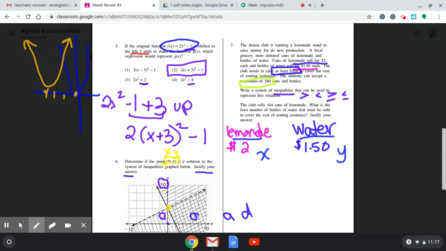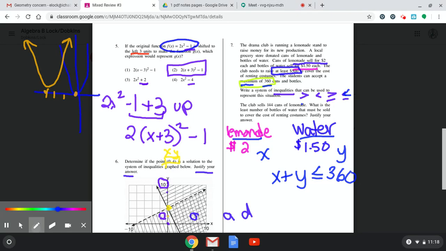So our first equation, we take X and Y, and they're going to be compared to how many total cans and bottles we can get to. So the number of cans and the number of bottles of water, X plus Y has to be a maximum of 360. So what is maximum going to be? A less than or equal to, greater than or equal to? Okay. A maximum means we can't go over it. So it's going to be less than or equal to 360.